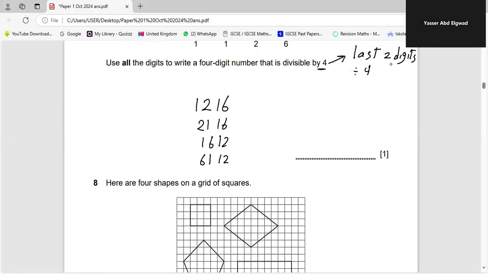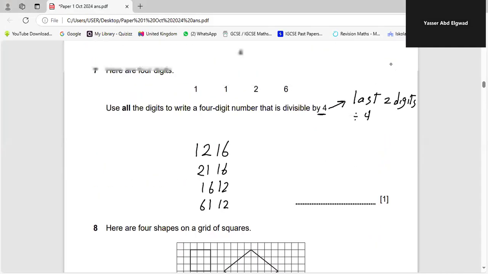Next question: use the given digits to write a four-digit number that is divisible by four. In this question, we have to know what is meant by divisible by four. The rule for divisibility by four is that the last two digits must be divisible by four.